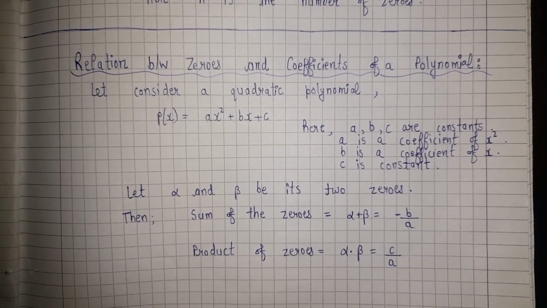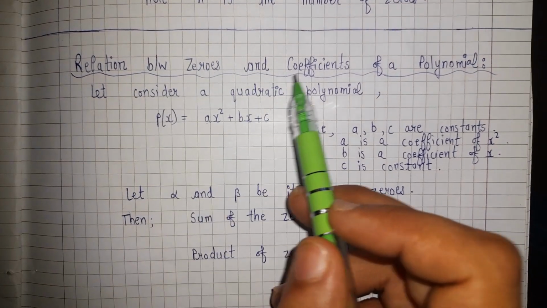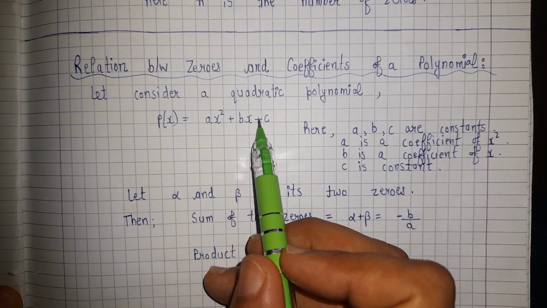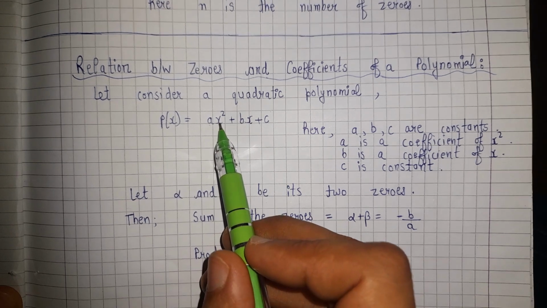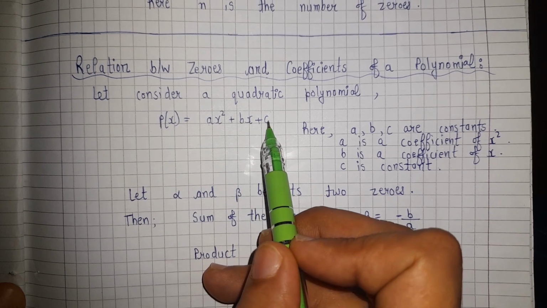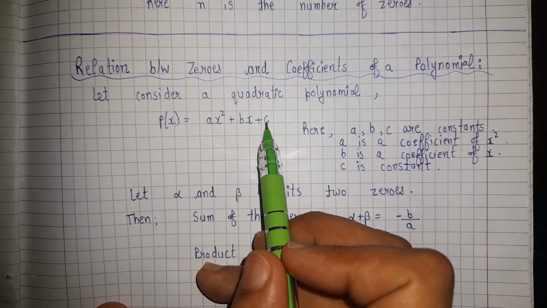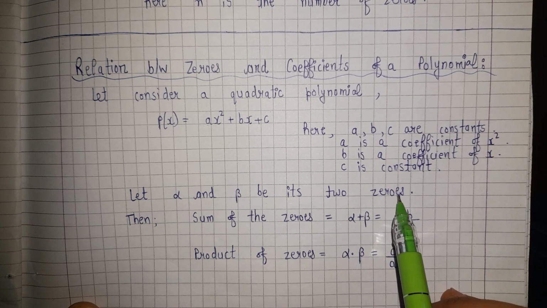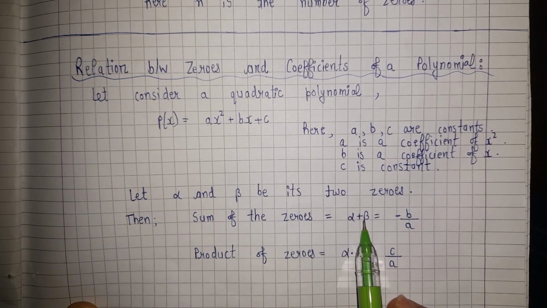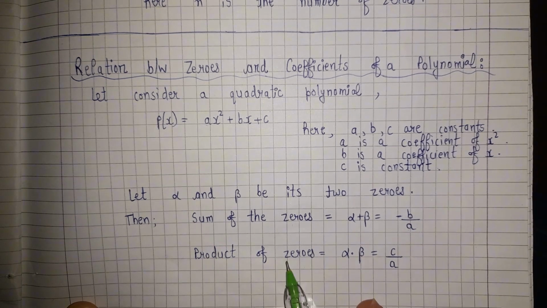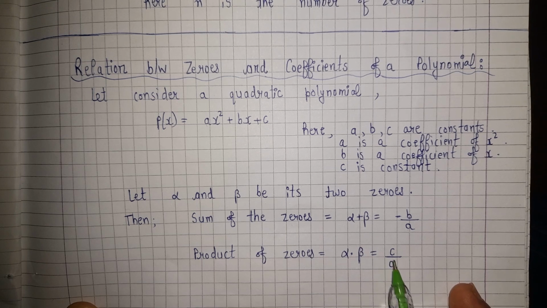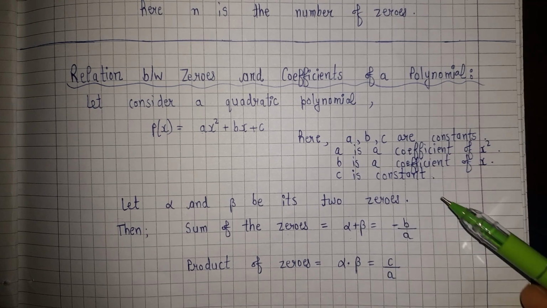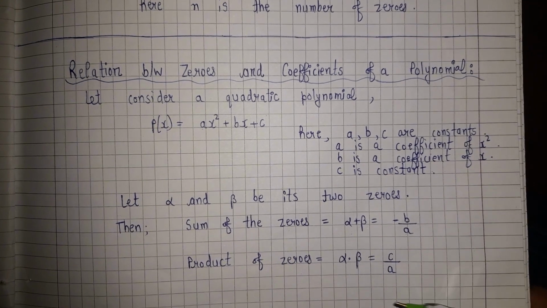But before starting, just know what is the relationship between zeros and the coefficients of a polynomial. Let a quadratic polynomial be ax squared plus bx plus c, where a is the coefficient of x squared, b is the coefficient of x, and c is a constant. This is a quadratic polynomial, so it will have two zeros. Let alpha and beta be its two zeros. So the sum of the zeros is equal to minus b upon a, and the product of the zeros is equal to c upon a. This is the relationship between zeros and the coefficients of a polynomial. Just remember this because we are going to use it in the questions.